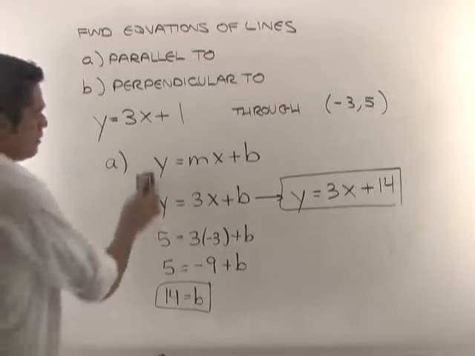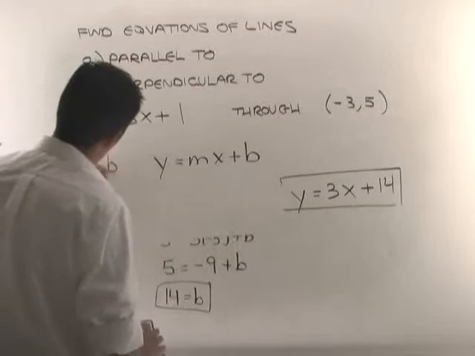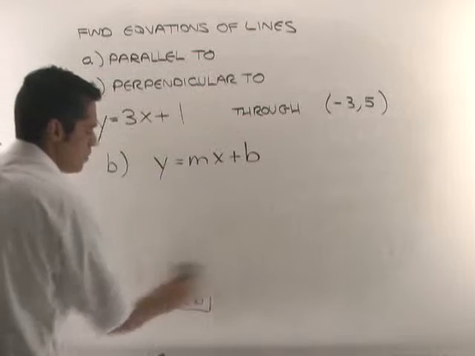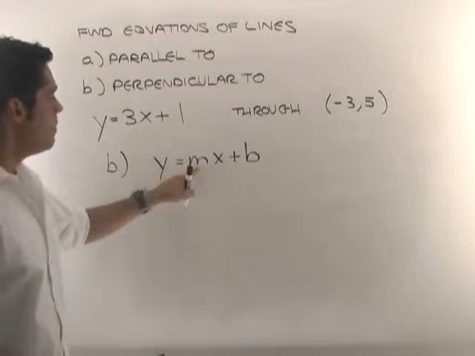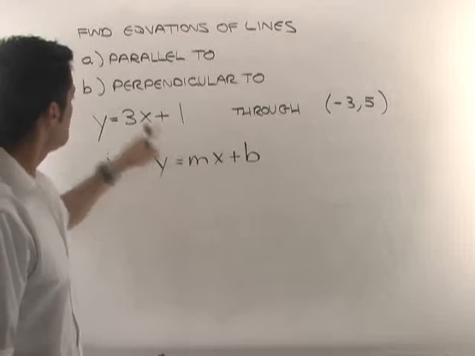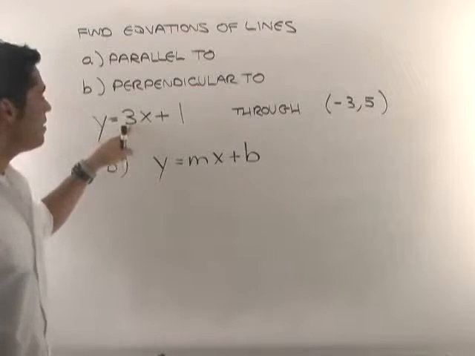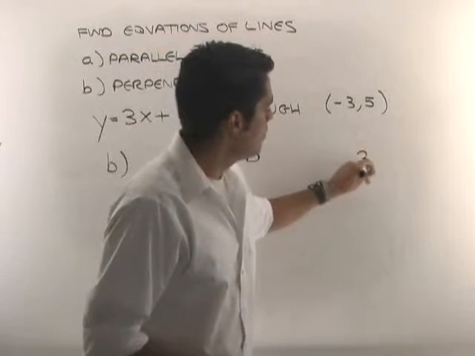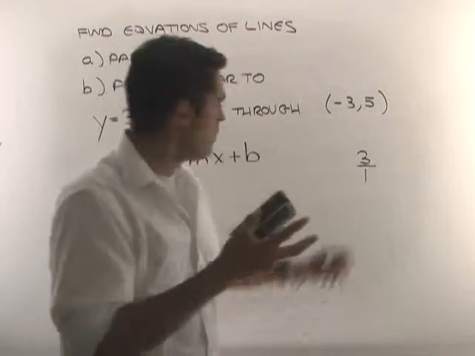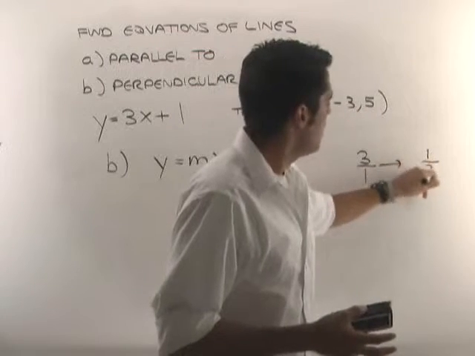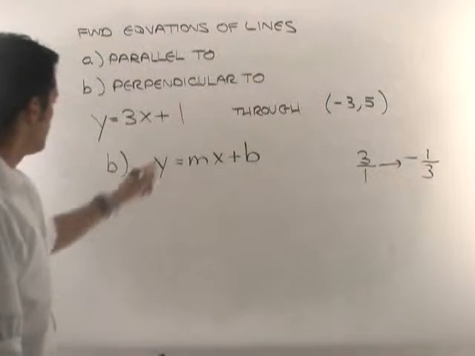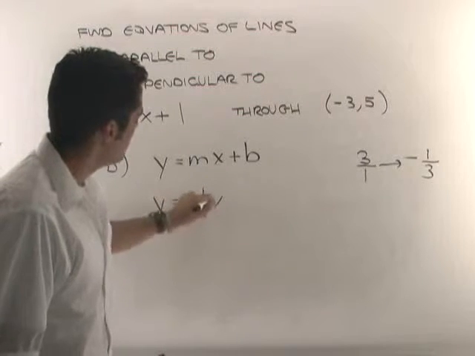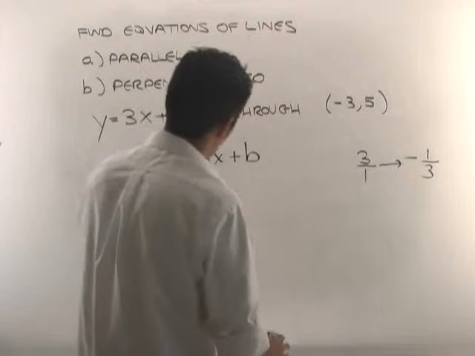To do perpendicular, part B, we again know that a perpendicular line must have an equation y equals mx plus b. But the m is going to be what? Well, because it's perpendicular, means we need to take this number, 3, we need to find its negative reciprocal. So if we take 3, remember 3 is the same as 3 over 1, we flip it over, 1/3, and we change the sign, make it negative. So this equation of the perpendicular line will be -1/3 x plus b.